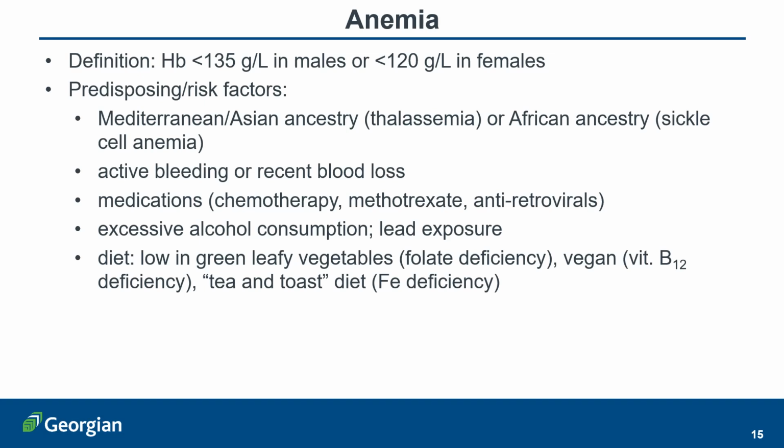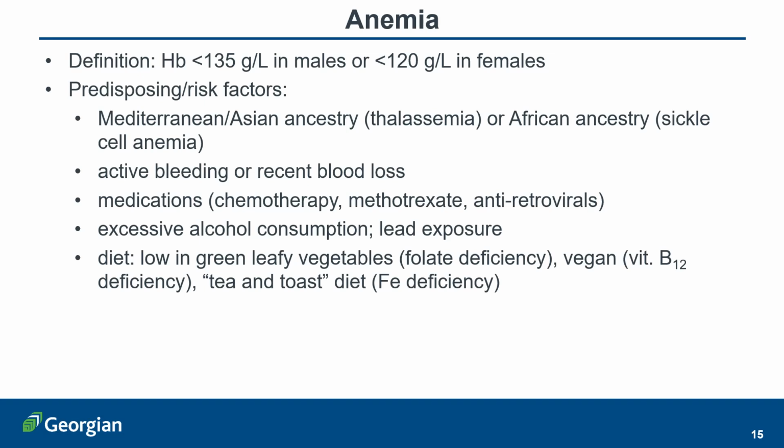The predisposing or risk factors for the development of anemia are a Mediterranean or Asian ancestry, for the risk of developing thalassemia, or African ancestry because of the increased risk of having sickle cell anemia. If there is active bleeding, especially internal bleeding or recent blood loss, then that is also another risk factor, along with various medications, for example, anyone on chemotherapy, various immunosuppressive drugs like methotrexate, various antiretrovirals. All those are risk factors for the development of anemia.